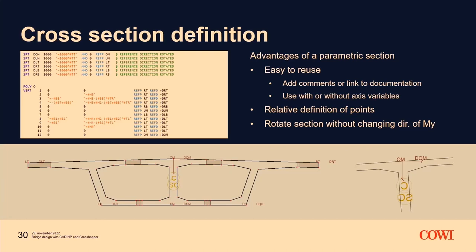Great things about this way of defining the cross section is that it's really easy to reuse. Now that we have this, this is a part of our database, right? We can share it, we can add comments or link to proper documentation. We also used it to generate the geometry of our BIM model, which we also had to deliver, because you can just use this within Grasshopper to generate the volume object.